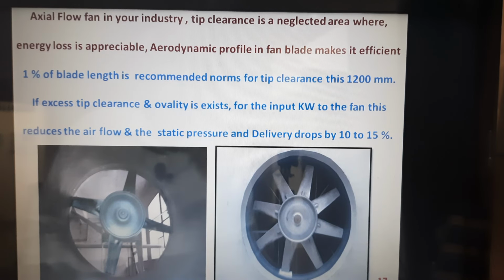See, the blowers are axial flow fans. Let us see the axial flow fans. The tip clearance is a neglected area where the energy loss is appreciable, and the flow drop is more than 10 to 50% also, and even the static pressure and the airflow drop by 10 to 15%. Normally the norm is 1% of the blade length. Let us say it's a 1200 mm axial flow fan. You can see almost 50 mm is the gap between the impeller and the casing.